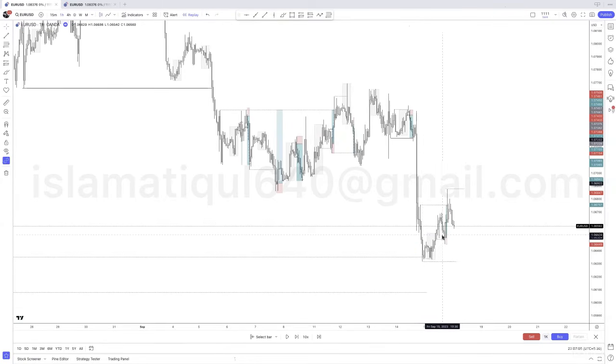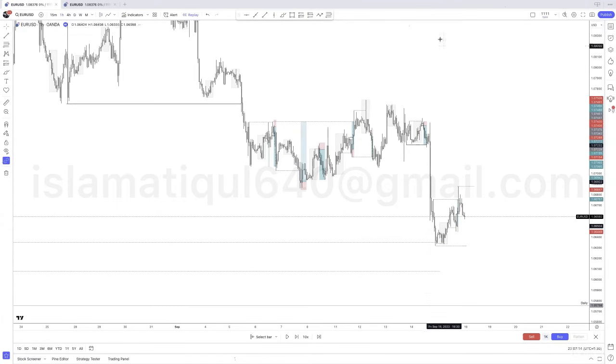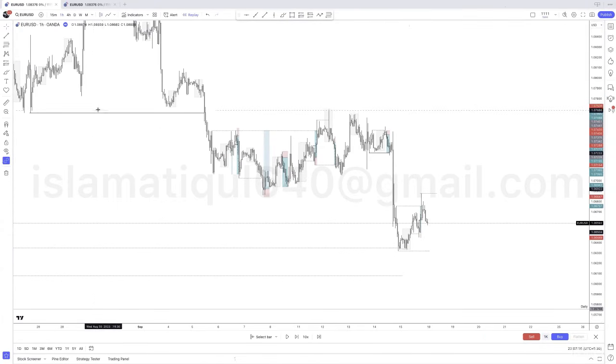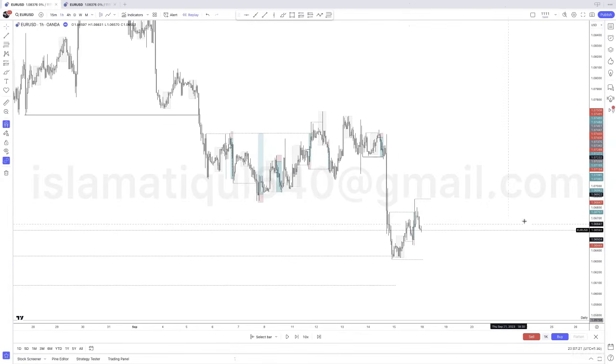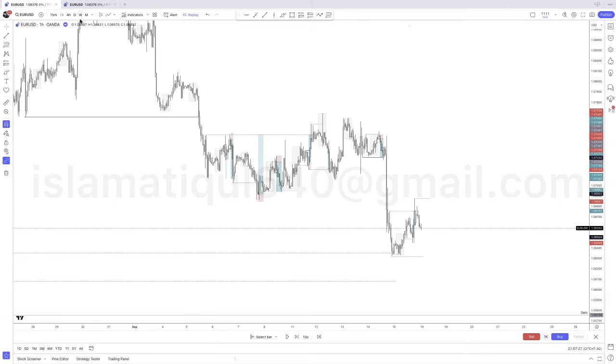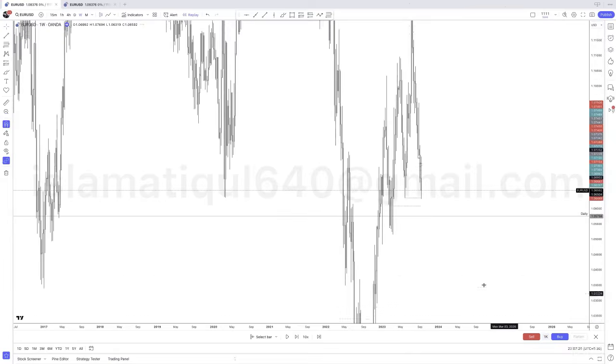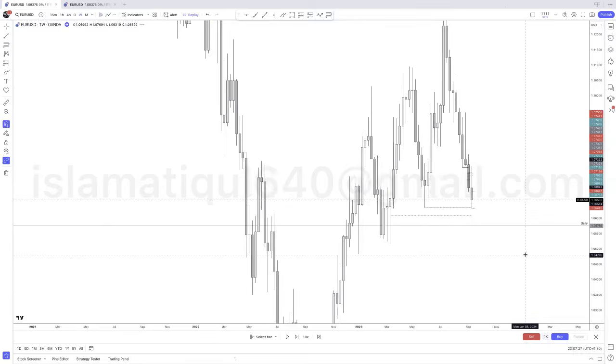And then on Friday, it runs inside of the range, like I said. What was the range? From here to here, it runs inside of the range. That's it. See, it's a combination of SNR and SMC. When I say SMC, it's ICT stuff. I haven't learned SMC from anyone else, only from ICT. Okay, let's go to the weekly. Back to weekly.